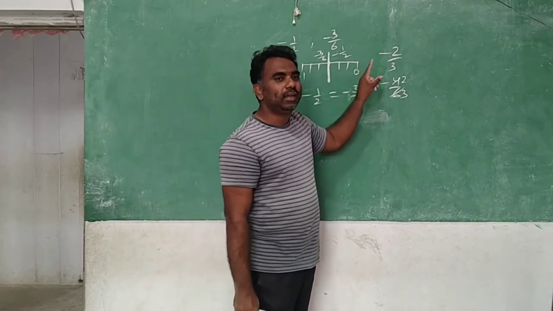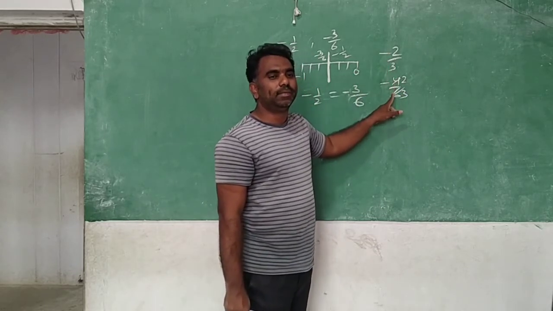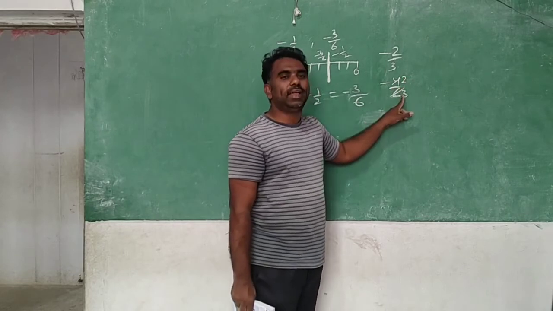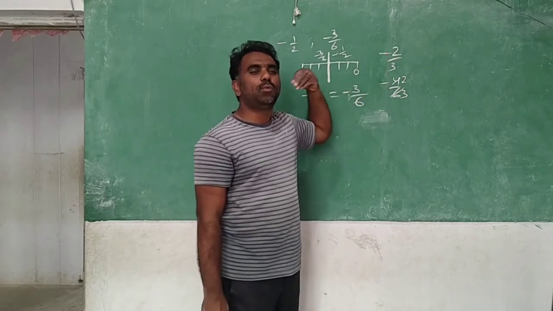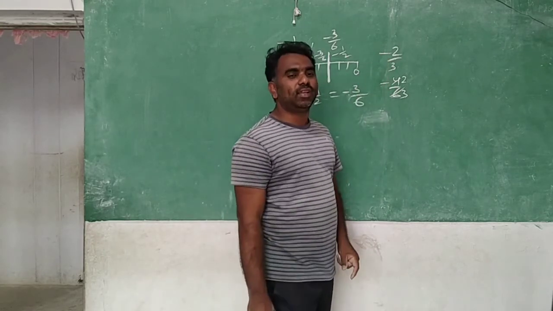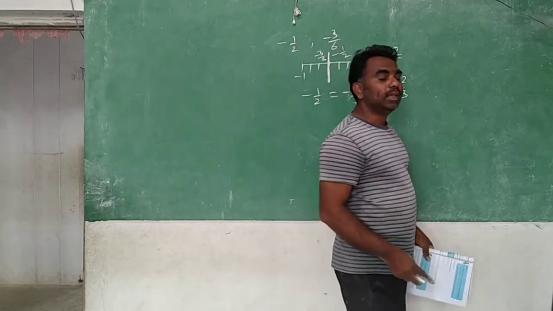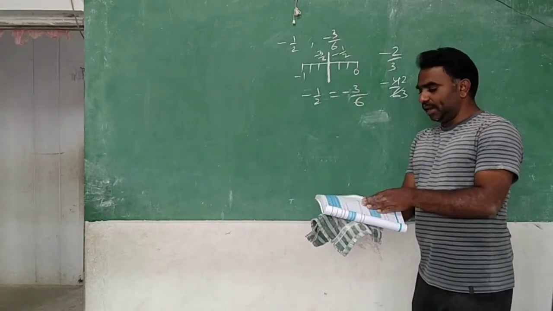How do you check it? If cancellation is possible, I cancelled them. Then what did I get? 2 by 3. So here also minus 2 by 3, and here also minus 2 by 3. What does it mean? Both are equivalent fractions. Okay, so you can answer all of these.